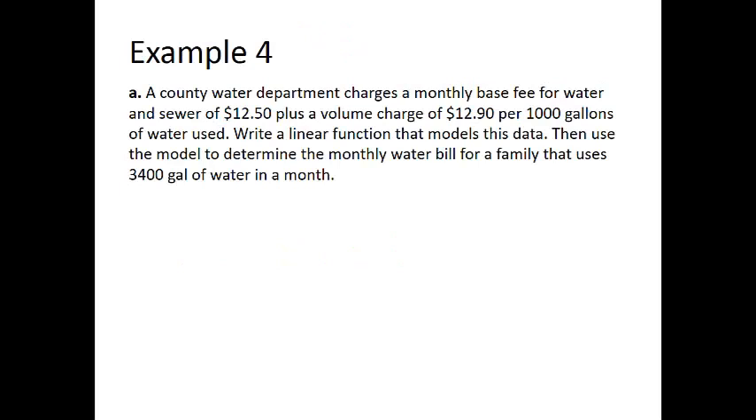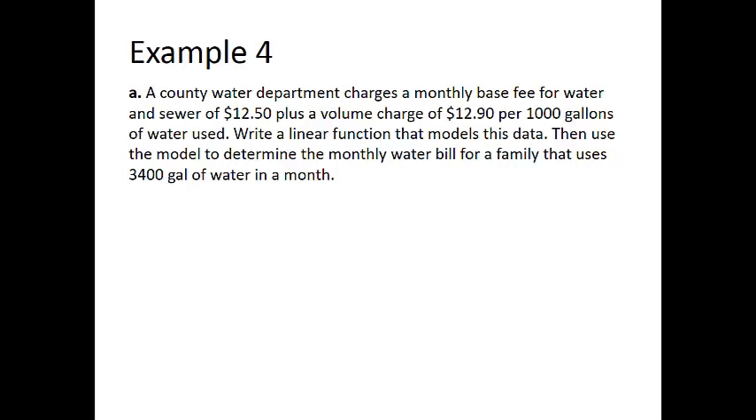The first example is a county water department charges a monthly base fee for water and sewer of $12.50 plus a volume charge of $12.90 per 1,000 gallons of water used. Write a linear function that models this data, then use the model to determine the monthly water bill for a family that uses 3,400 gallons of water in a month.